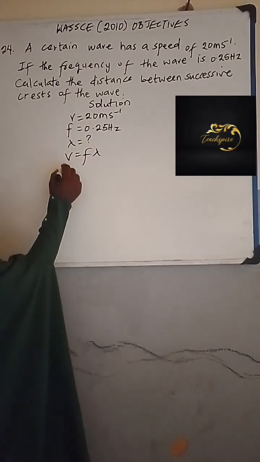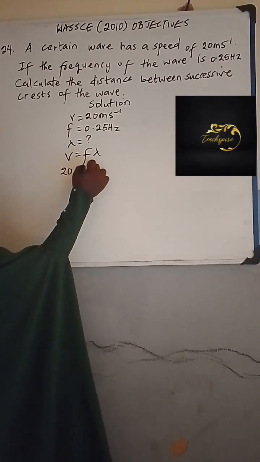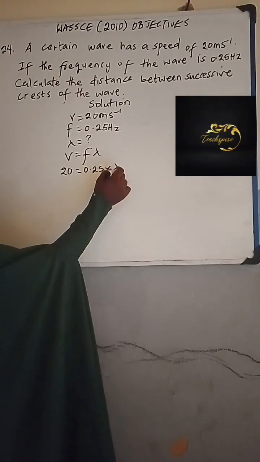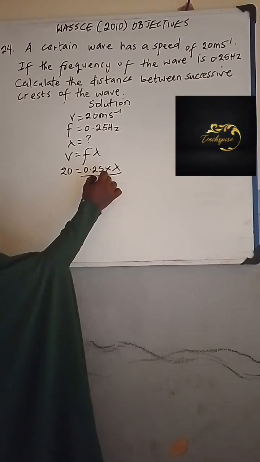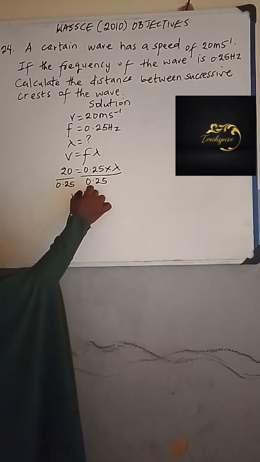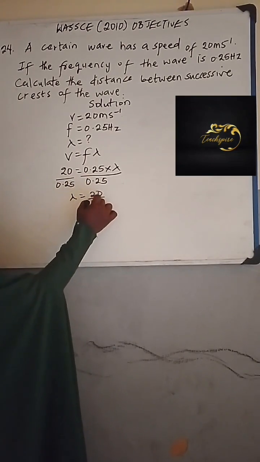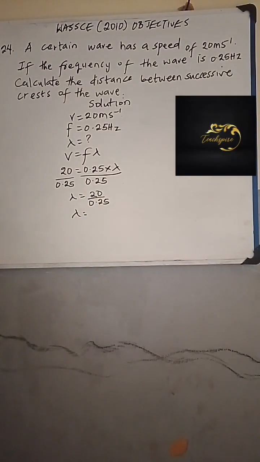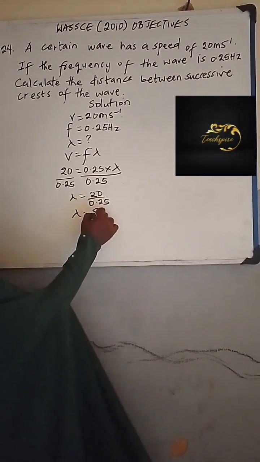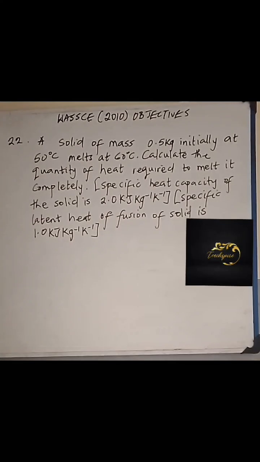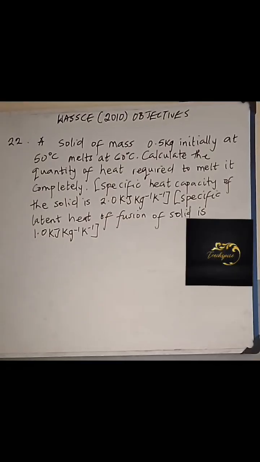That's our question. And for waves, the relationship is V equals F lambda. So let's substitute. I have 20 equal to 0.25 multiplied by lambda. Since I'm looking for lambda, I simply divide both sides by 0.25, and I have wavelength equal to 20 divided by 0.25, and that's 80. The unit of wavelength is meters. It looks confusing, but it's easy to solve.